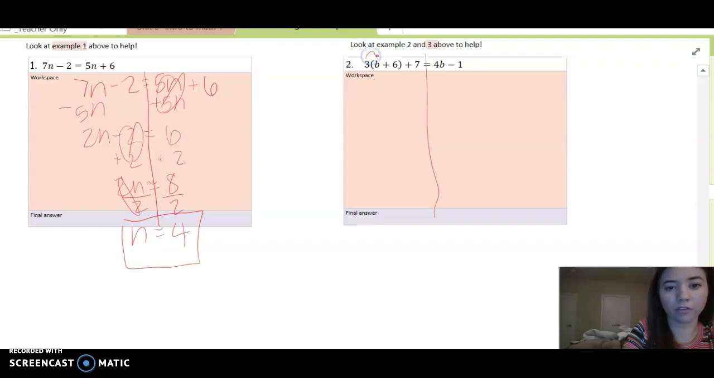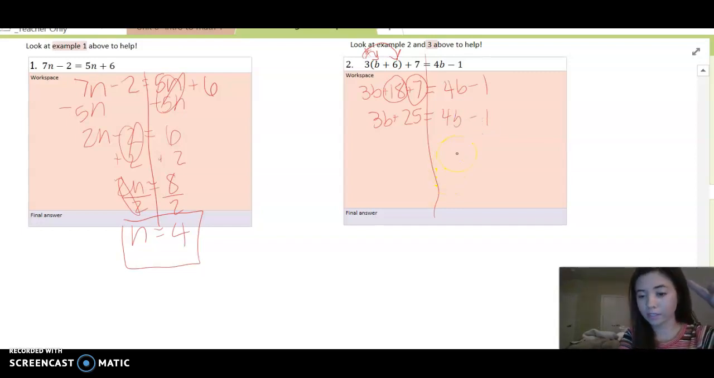Okay, next one, on one side of our equal sign, we have parentheses, so we're going to start with distributing. 3 times b is going to be 3b. 3 times 6 is 18. We have that plus 7, and then 4b minus 1. Now we can combine like terms. I have a plus 18 and a plus 7. Okay, step 1 is done.